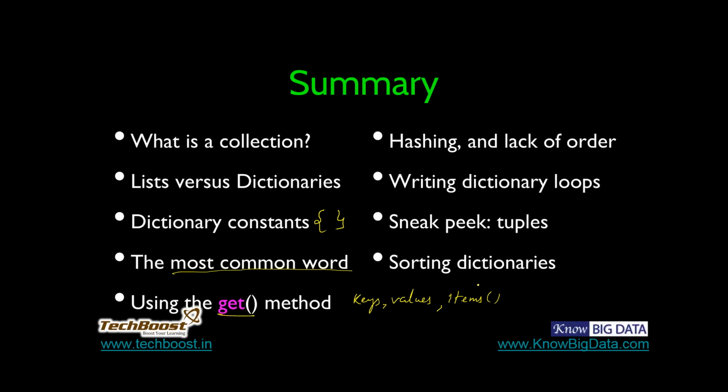We also talked about how it is basically a sort of hashing, as we call it in other languages, but it is unordered. And we also saw how to loop over dictionaries, using one iteration variable and using two iteration variables. Tuples we have not discussed, but we have seen that they are something inside the small brackets, which we'll be discussing in the next step. Sorting dictionaries is something we have not talked about.